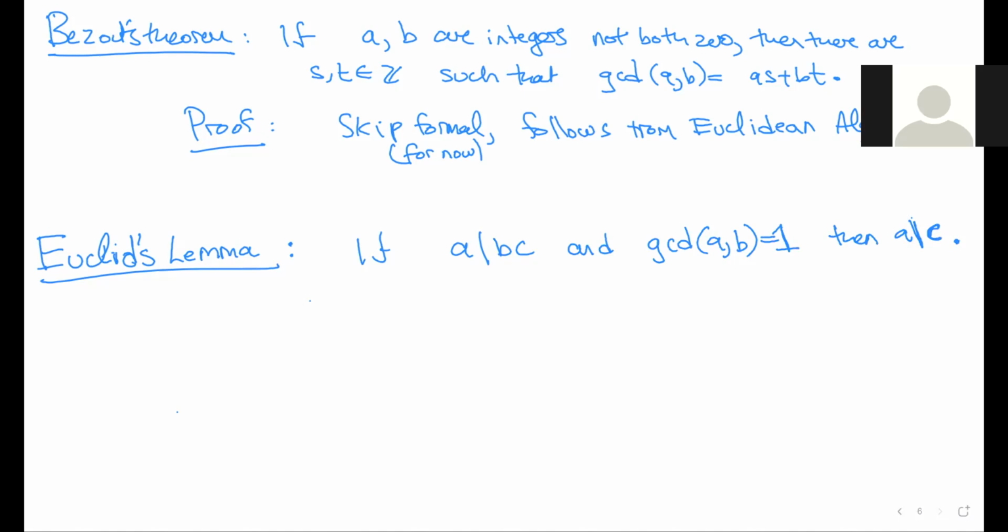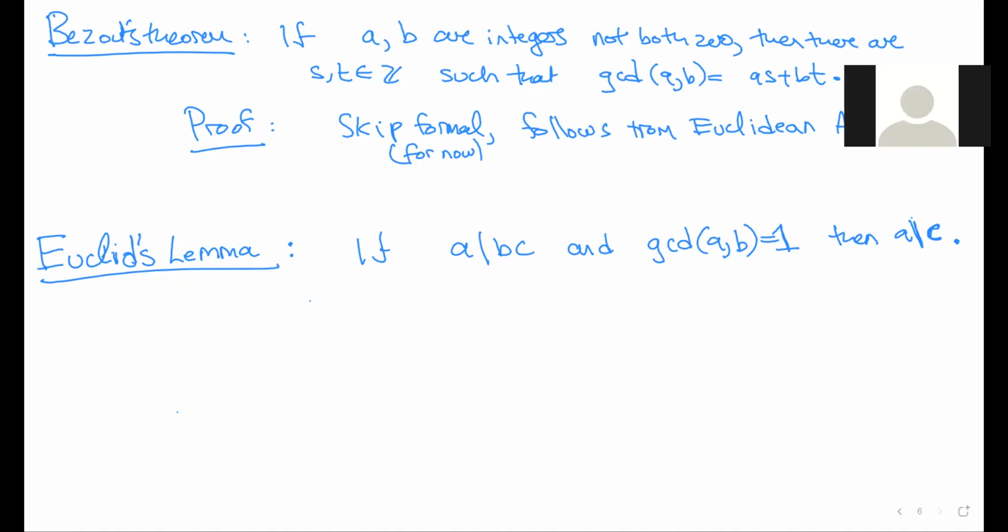Yeah, could you repeat what Euclid's lemma means? Yeah. Well, it's saying if A divides BC, so if A divides the product of two integers, and A does not have a common divisor with the first integer, namely B, then it has to divide the second integer. That's what it says.